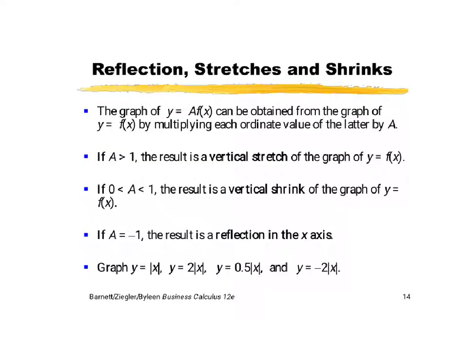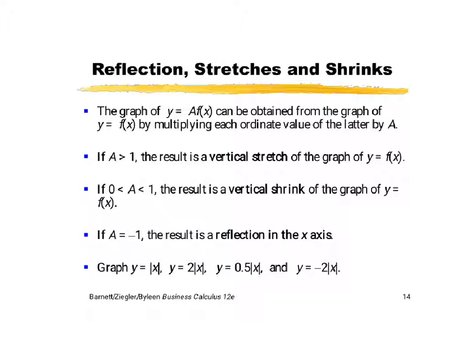Okay, here we have reflection, stretches, and shrinks. So for the first one, it says the graph of y equal to a times f of x can be obtained from the graph of y equals f of x by multiplying each ordinate value of the latter by a. Notice here y equals a times f of x, that's actually being done to the y coordinate. And so in this case, if you have an ordered pair, you're just going to multiply all the y values, or the y coordinates, by the value of a. But what that will do is it'll either stretch the graph vertically or shrink the graph vertically.